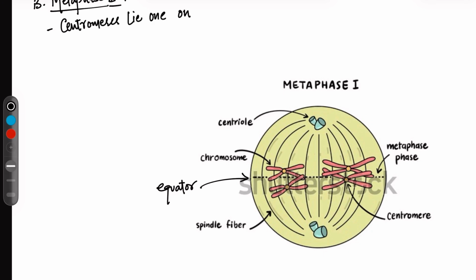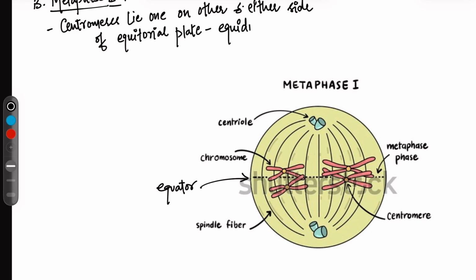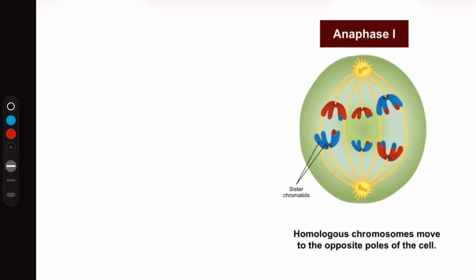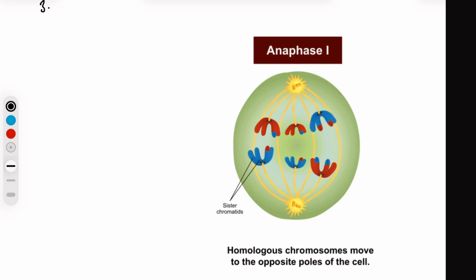Now bivalents orient themselves on the equator so that centromeres lie one on either side, equidistant from the equatorial plate. Means centromeres here lie on either side of the equatorial plate and they are equidistant from the plate. Next comes anaphase 1.